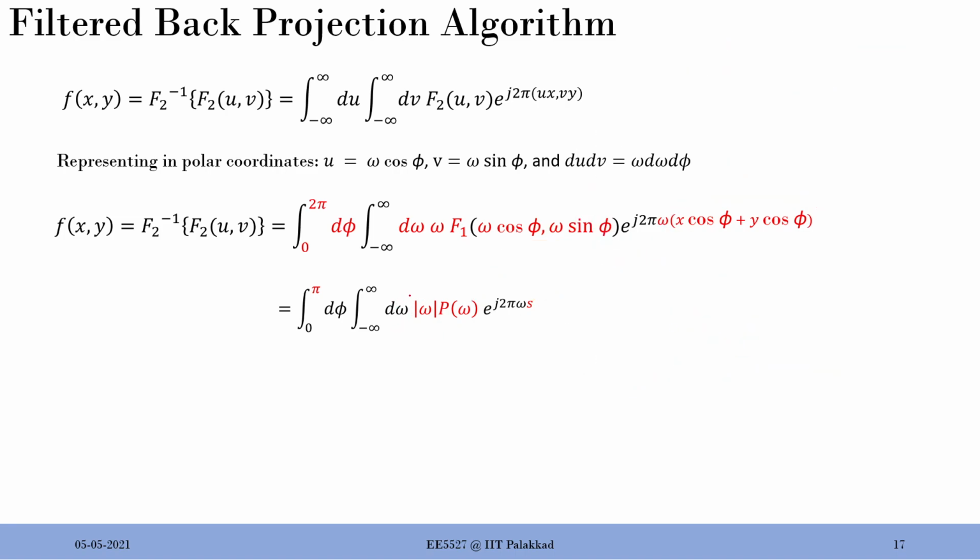So this is the final expression. d omega stands there, and omega becomes absolute because you're only treating it from 0 to pi, so pi to 2 pi will wrap around, so it becomes absolute.